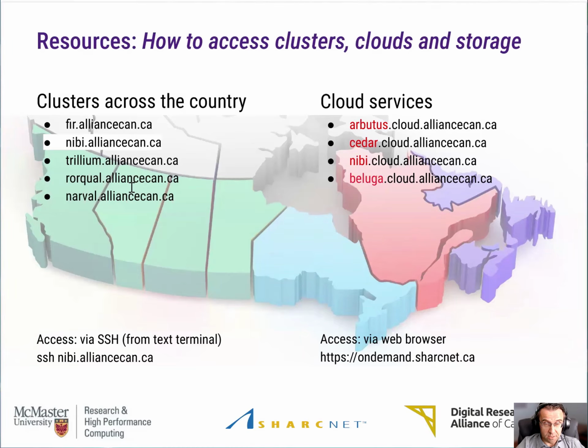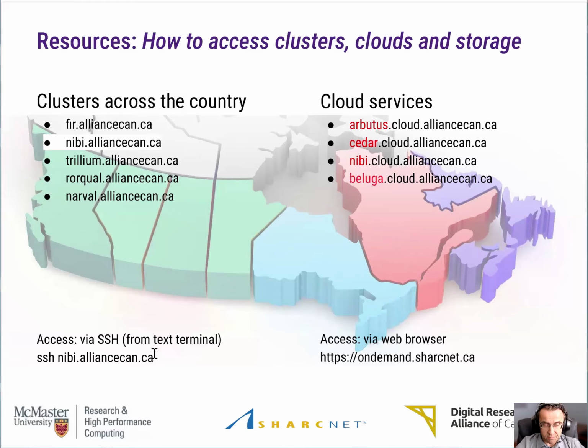To access our clusters in a more traditional way, you use a text terminal and the SSH command. So what you need is to know the name of the cluster. You type your command: SSH, cluster name, NIBI for example, .alliancecan.ca. This is the full address of the cluster when using the SSH way to access it.